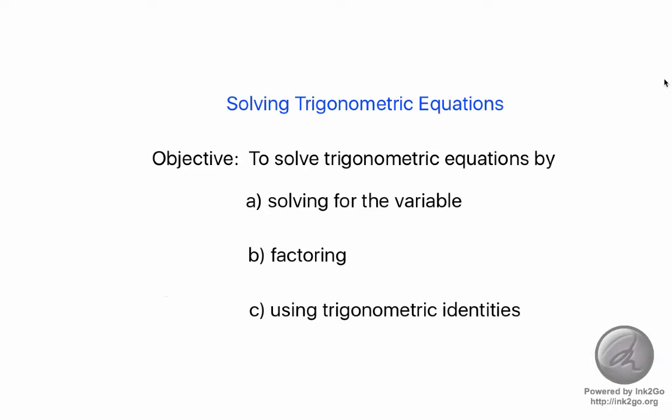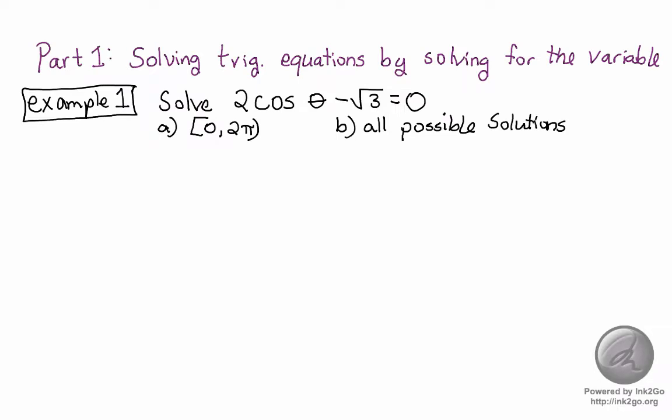Okay, today we're going to look at solving trigonometric equations, and there's three main ways that we're going to look at this. We're going to look at just solving an equation for the variable, using some algebra such as factoring, and then using some of our trig identities. How I'm going to teach this section is just by examples. So first we're going to look at solving equations.